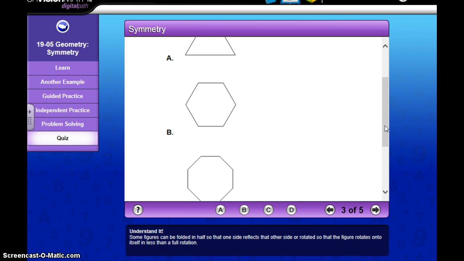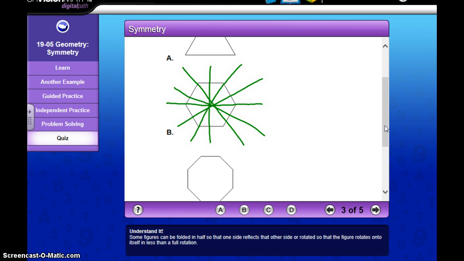Choose B. Okay, so 1, 2, 3, 4, oops, not perfect, 5, 6. What kind of a shape was that? Darius, can you please put that away? It was a hexagon. That's right, a 6-sided figure.